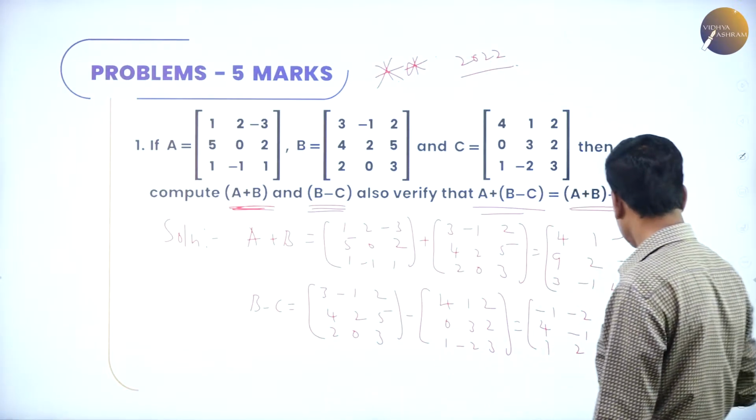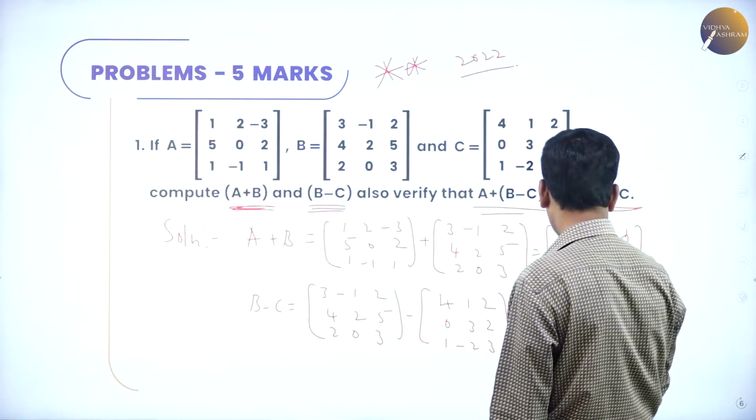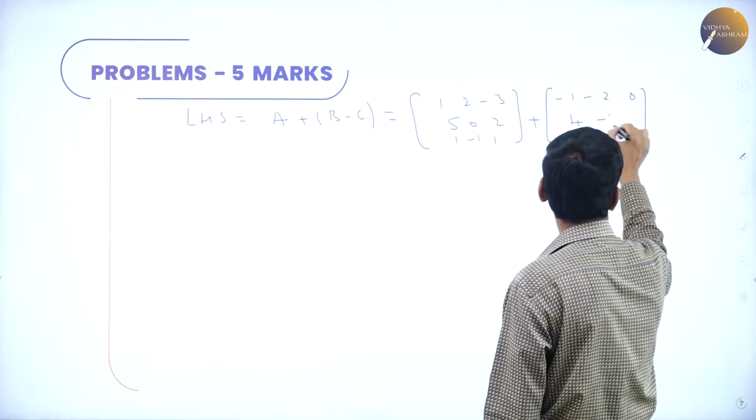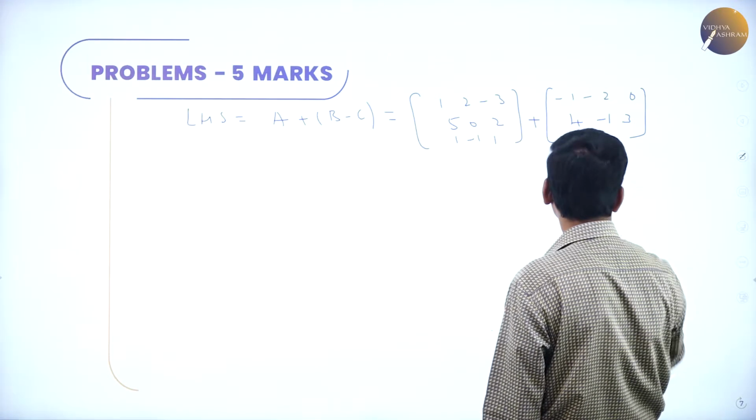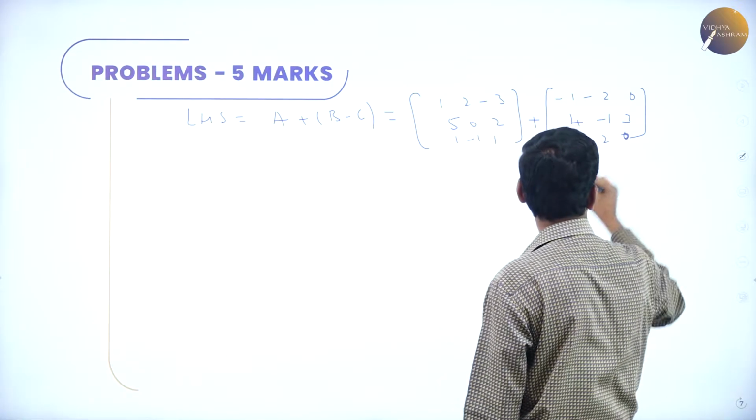What is B minus C? This is B minus C. Minus 1, minus 2, 0, 4, minus 1, 3, then 1, 2, 0. Simplify this: 1, 2, this is 0.